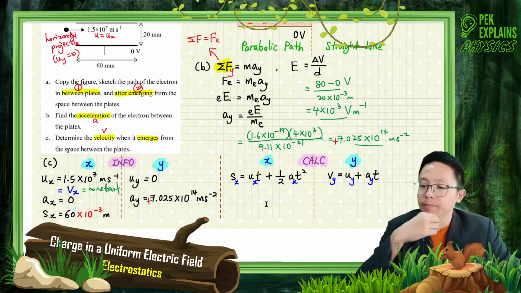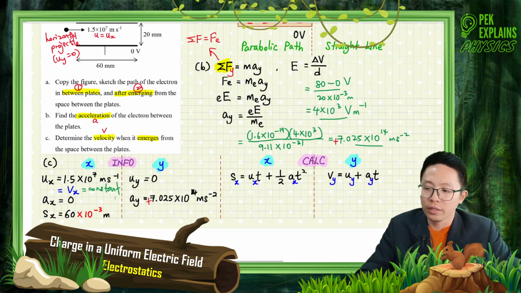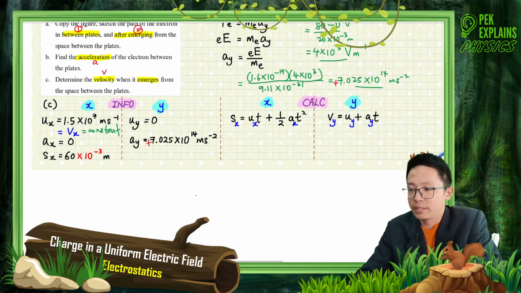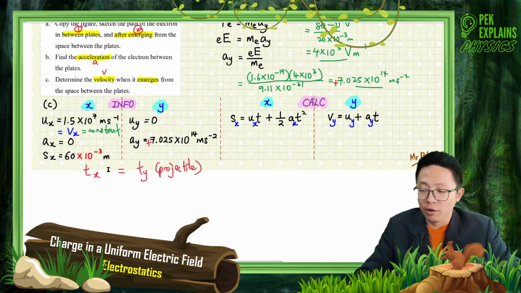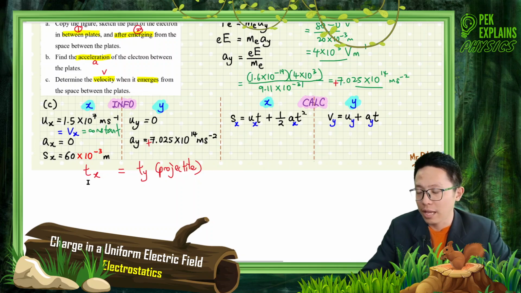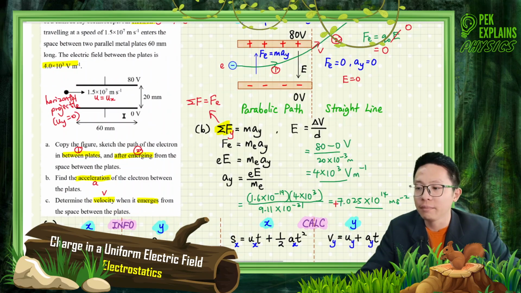Now first of all, to do the y, we need to find the time first. We know that both have the same time. Tx must be equal to Ty. That's the most important principle in projectile motion. Both components happen simultaneously, so the time for x will be the same as time for y. So first, from the x component, we find the time: how much time the charge takes to move from one end to the other end along 60 millimeter.